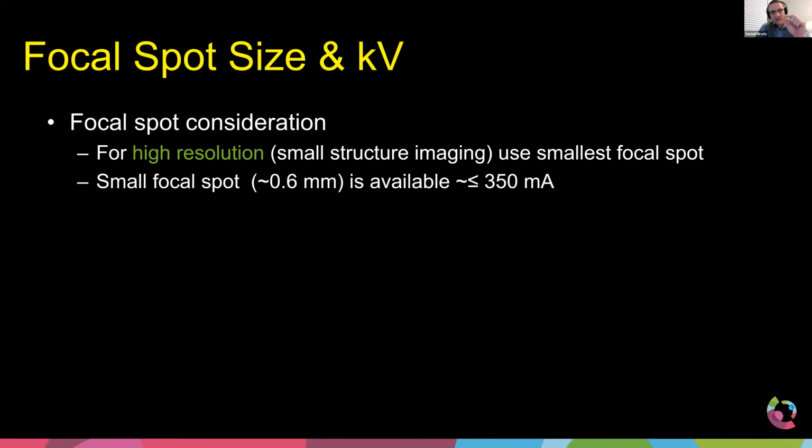Now, as you can imagine, if you have a really teeny small focal spot, so all of the radiation is being focused on a teeny little location on the X-ray tube target, that means a lot of heat is going to be at a very small area.